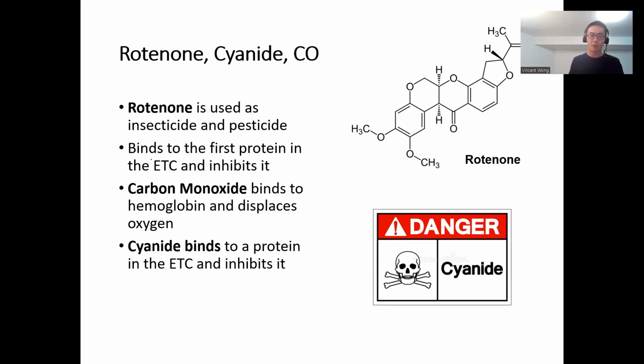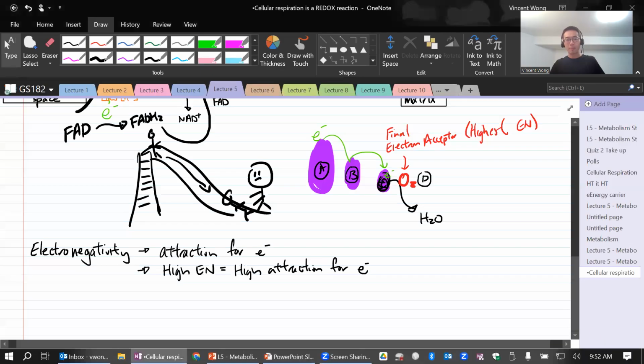Does anybody know the formula for cyanide? Did you learn that in chemistry class as part of your polyatomic ions? CN, that's right. That is CN negative. So cyanide is even more electronegative than oxygen. Remember here? Each protein is more electronegative than the next.